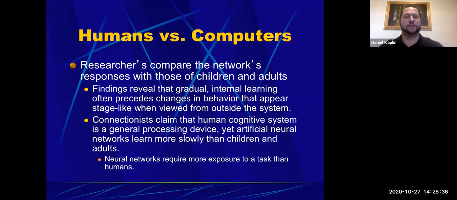All right. So in terms of humans versus computers, again, we find that there is a gradual internal process that occurs, and it's stage-like.